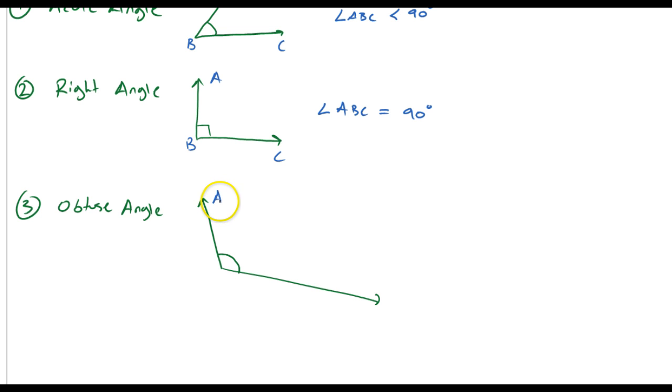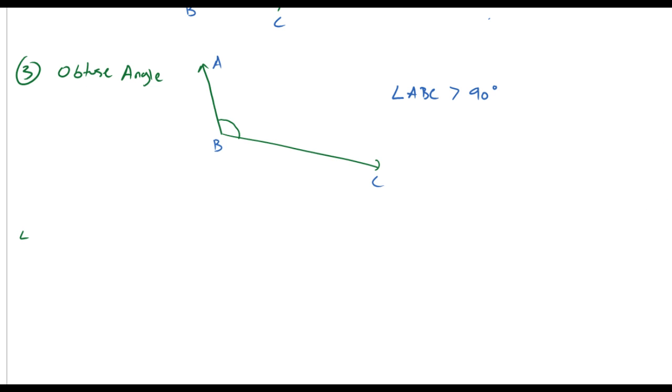So let's label it again, ABC. And again, you don't have to use ABC. I'm just trying to keep it consistent here. So angle ABC has to be greater than 90 degrees for it to be an obtuse angle. But also very important, it has to be less than 180 degrees. So greater than 90, but less than 180 degrees.